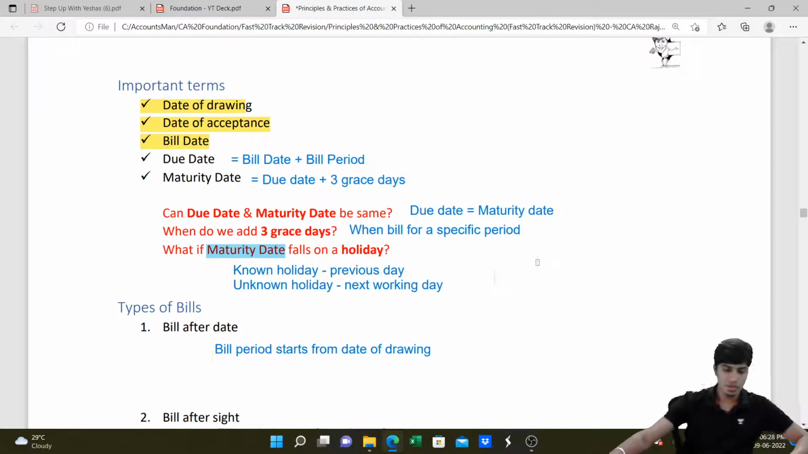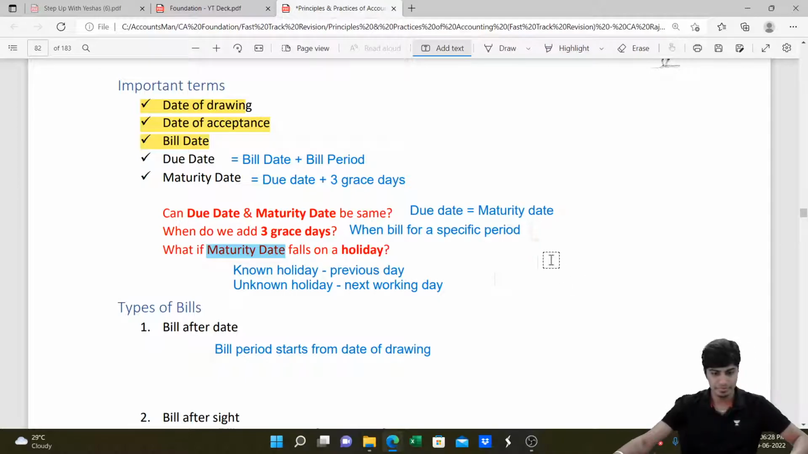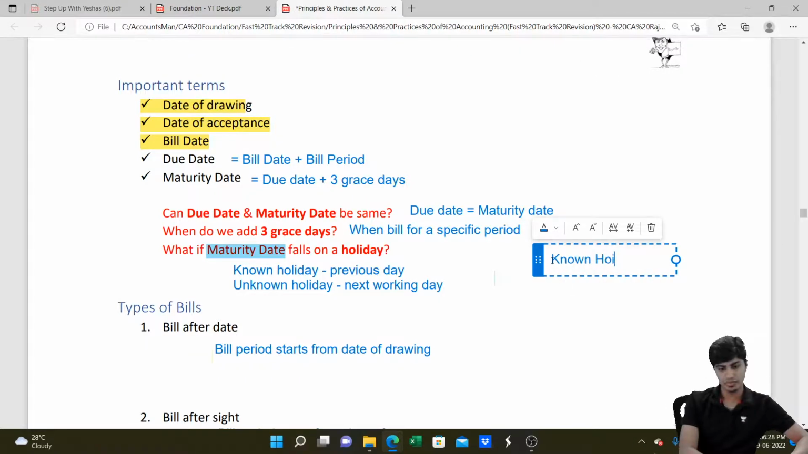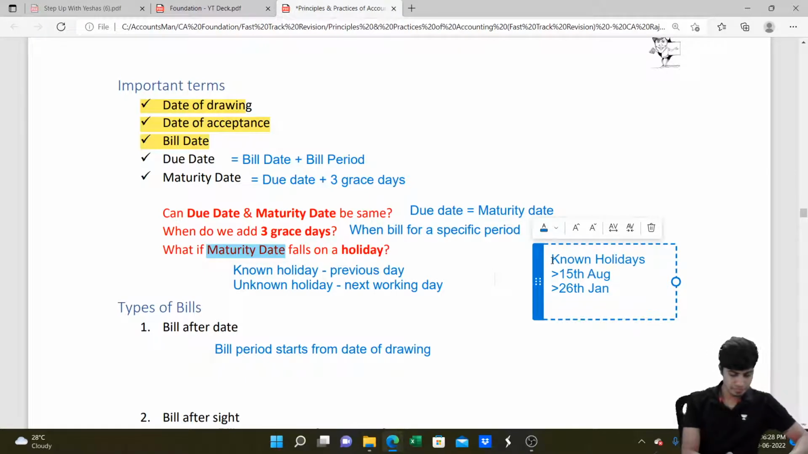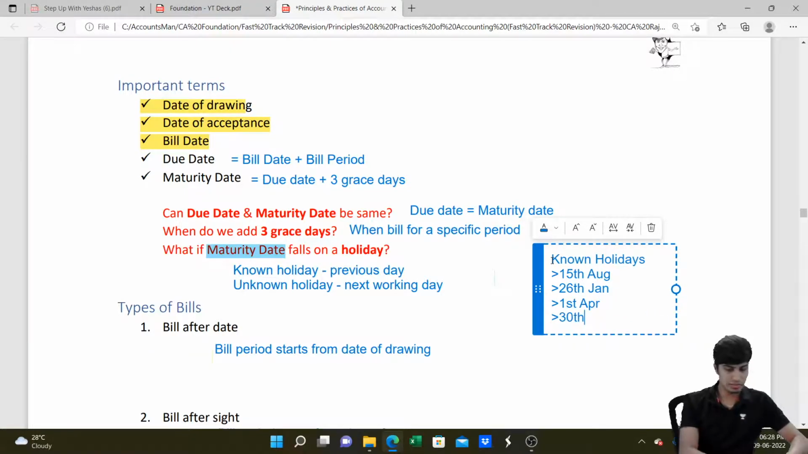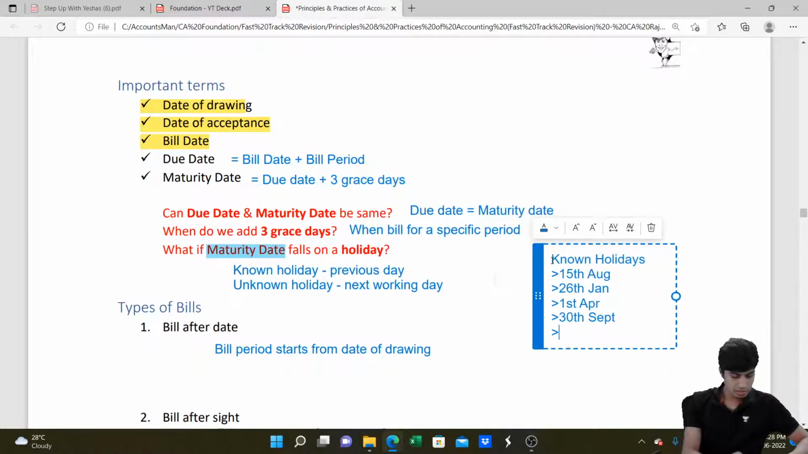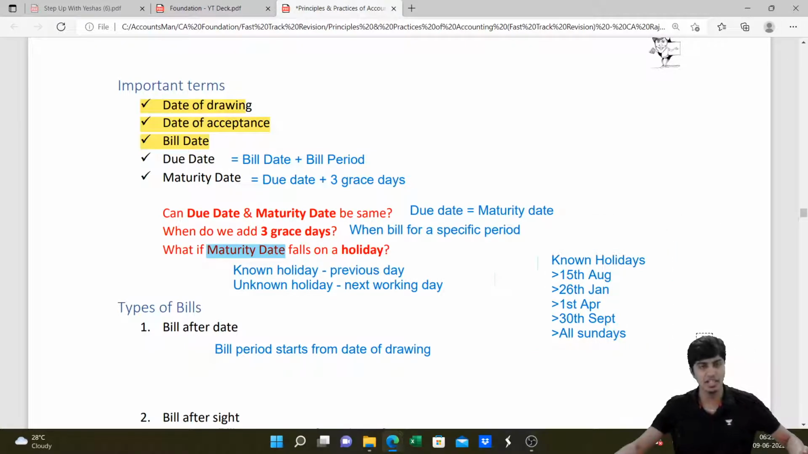What are known holidays? Known holidays are 15th August, 26th January, 1st April, 30th September, and all Sundays. Sir, Christmas, Gandhi Jayanti, Mahavir Jayanti, Kanakdas Jayanti, Basava Jayanti, Mahalaya Amavasya, Ramzan, all those are not counted. What's counted is only these 5 holidays. Only these 5 holidays are considered as known holidays.